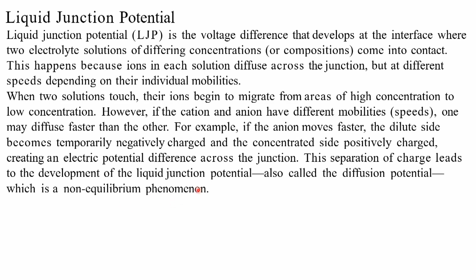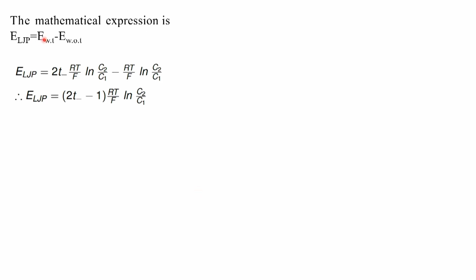This separation of charge leads to the development of the liquid junction potential, also called the diffusion potential, which is a non-equilibrium phenomenon. The mathematical expression is: E_LJP, where LJP stands for liquid junction potential, is E_W2T minus E_W0T. We know this expression, so LJP becomes (RT/F) ln(C2/C1) for the first term, as we already discussed, minus (RT/F) ln(C2/C1) for the second. If we rearrange, we get (t+ minus t-) times (RT/F) ln(C2/C1).